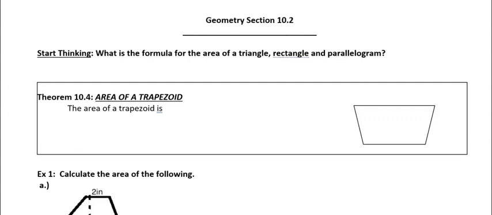Alrighty, people. What we are doing is we are jumping into 10.2. This whole entire chapter is about two-dimensional figures, and we're going to be looking at area. Once we're done with two-dimensional figures in area, we are going to be pushing to three-dimensional figures in chapter 11. Today, we are moving to traps, kites, and rhombi.